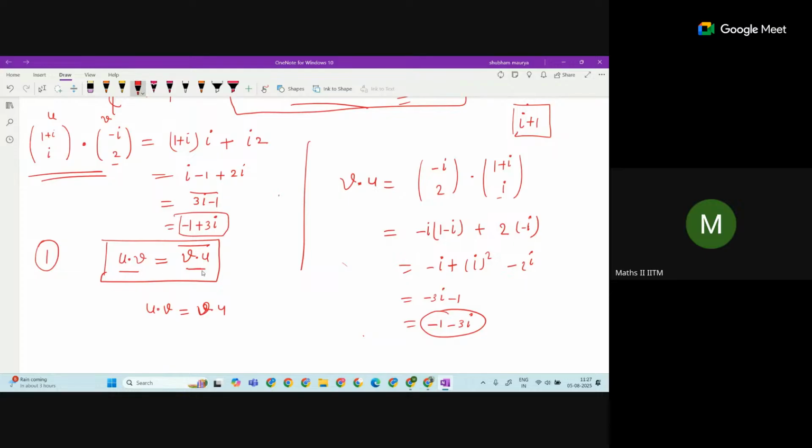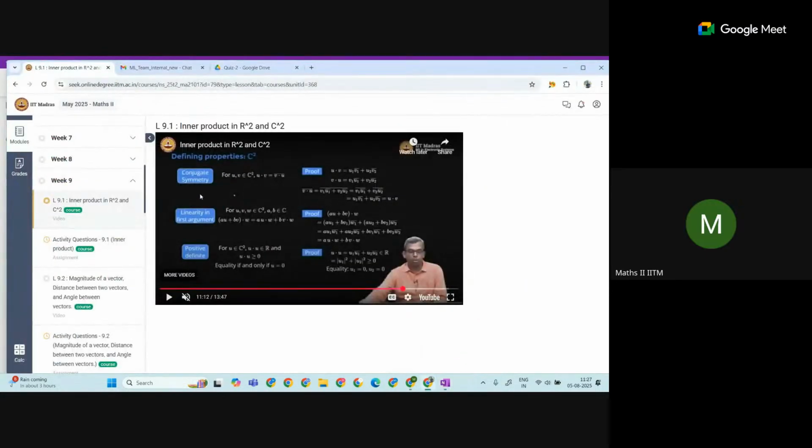We can verify with the example. So this is what it means. This is what a professor is saying. And the next is linearity in the first argument.